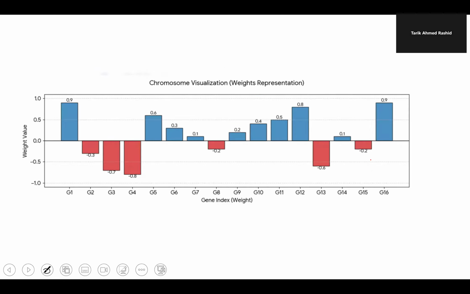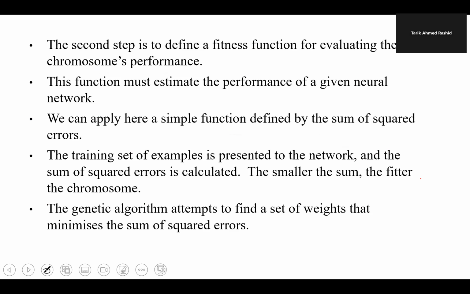Now, the weight matrix can be represented in genes. Each weight value is one gene: gene 1, gene 2, gene 3, gene 4, until gene 16. The positive genes are in blue, according to the diagram, and the negatives, below 0, are in red.